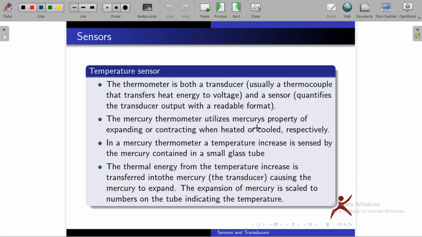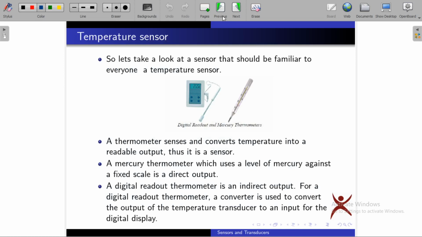The mercury thermometer utilizes the property of mercury of expanding or contracting when heated or cooled, respectively. With the increase in temperature, the mercury level will be increasing by utilizing the property of expanding. So the thermal energy from the temperature increase is transferred into the mercury thermometer. So level of mercury will be expanding in the thermometer. The expansion of mercury is scaled to numbers on the tube indicating the temperature.